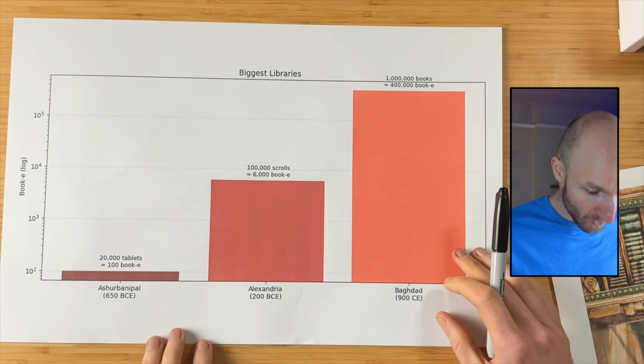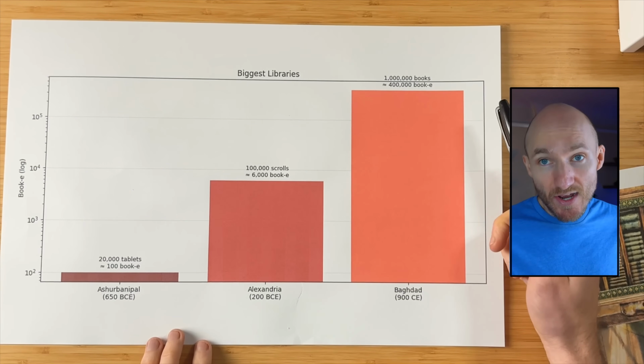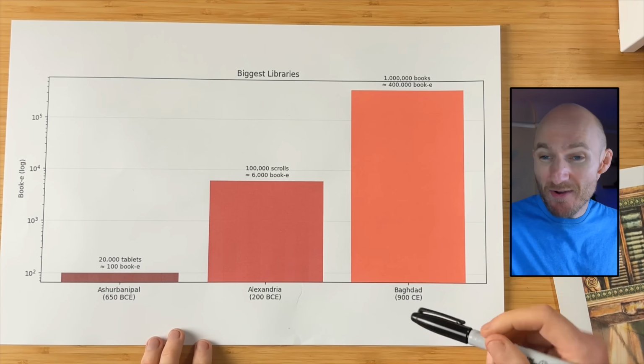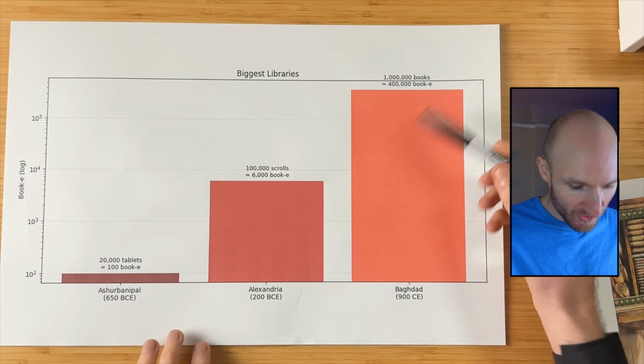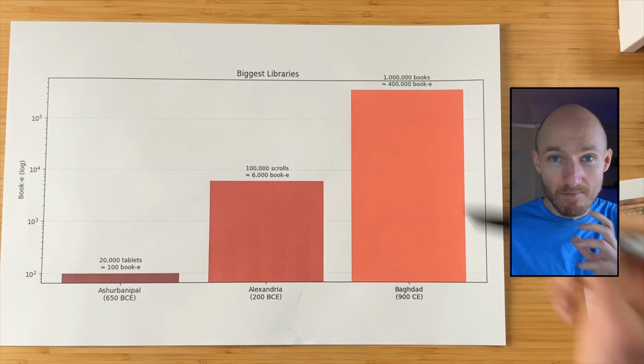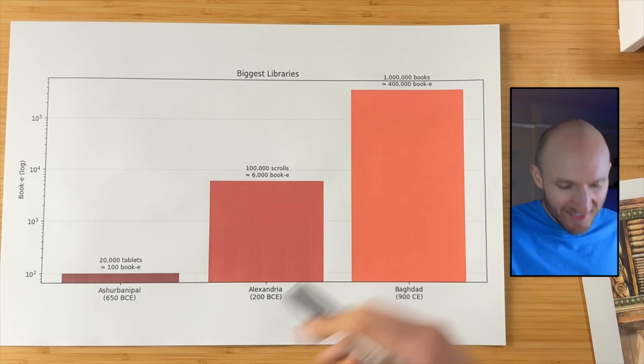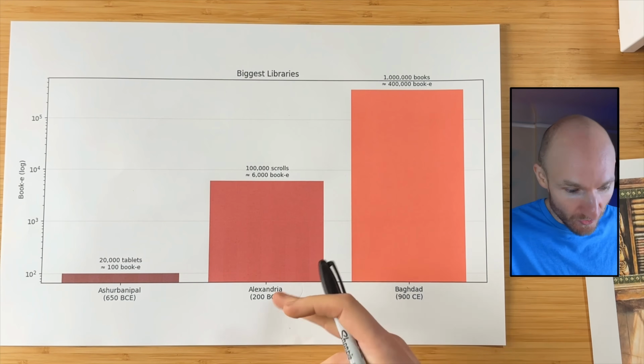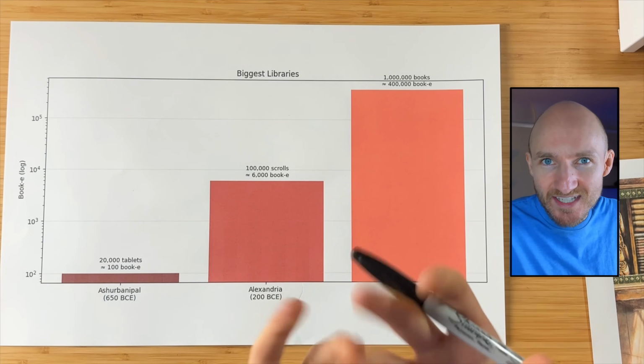But then finally, of course, you get books. The Baghdad House of Wisdom around 900 CE is a great example of this. They have about 1 million books in there probably, which is something like 400,000 modern book equivalents. So again, it's another increase of another 60x. So you're kind of 60xing every 500 or so years the amount of content in these massive libraries.